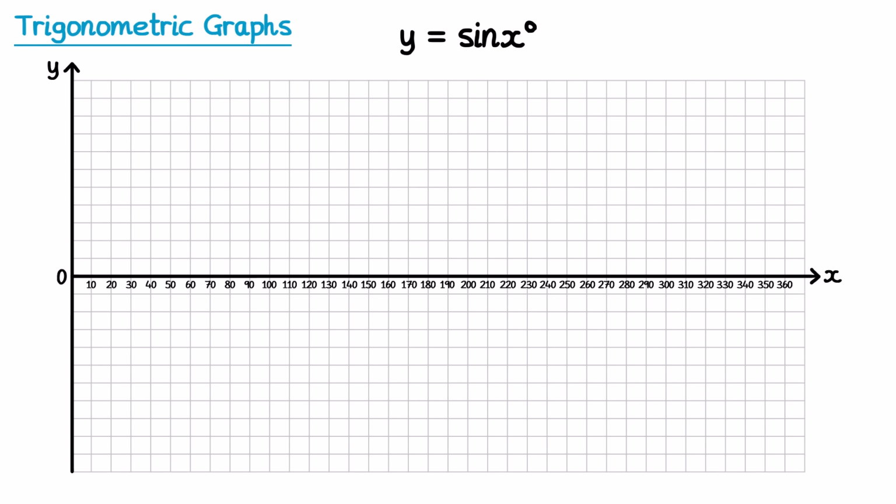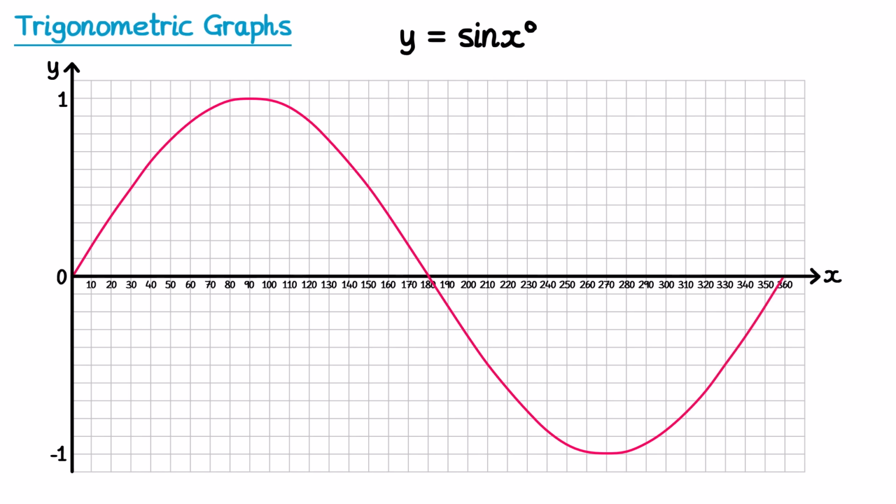The graph of sine of x has a maximum value of positive 1 and a minimum value of negative 1, so I'm going to add those onto my y-axis. And the graph takes this shape. It starts at 0, 0, it comes up, and at 90 it reaches its peak at 1, comes back down through 180 at 0, at 270 it hits negative 1, and then comes back to 0 at 360.